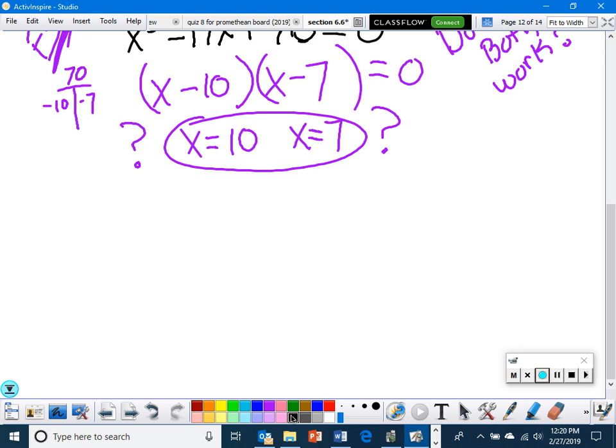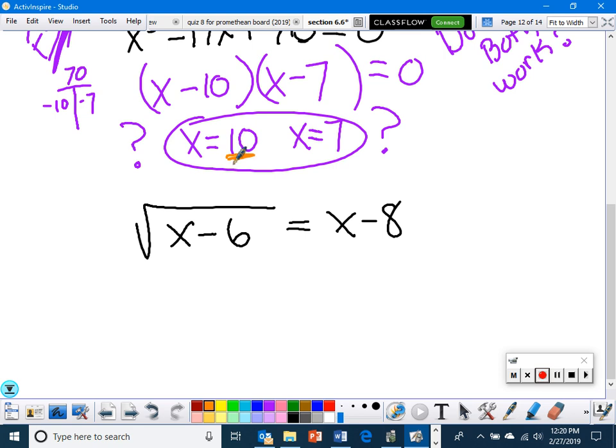Going back to the original problem, it is the square root of x minus 6 equals x minus 8. So we're going to start with the 10. Plug it in. Solve.